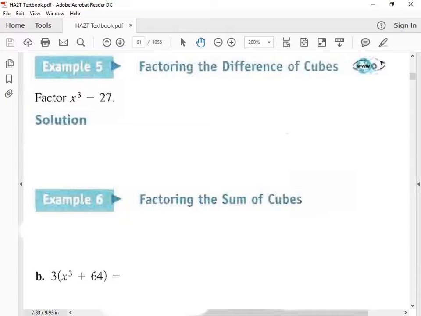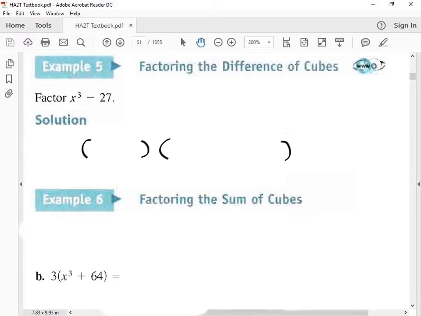All right, now we're going to look at difference of cubes and sum of cubes. How do you know if you have a difference of cubes? It's actually quite simple. If you have a minus and two perfect cubes, then you have a difference of cubes. So if I have a difference of cubes, then I write out a binomial factor and a trinomial factor.